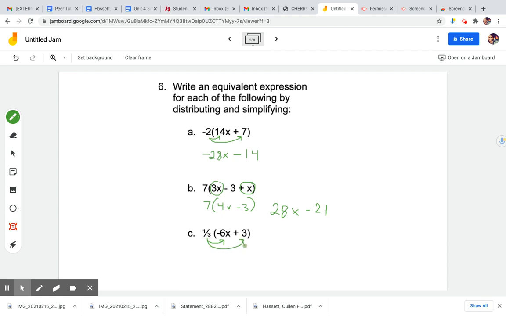For letter C, I'm taking 1/3 of each of these. If I wanted to multiply, I could put these each over 1, but these are pretty friendly numbers. So 1/3 of 6 is 2. They're different signs. If I had multiplied straight across, I would get negative 6 over 3, which is negative 2. Plus 1/3 of 3 is 1. Or I would end up with 3 over 3 if I multiplied, which is 1.